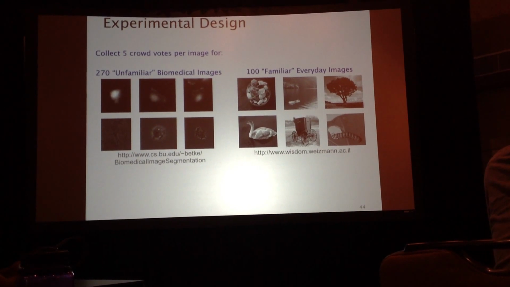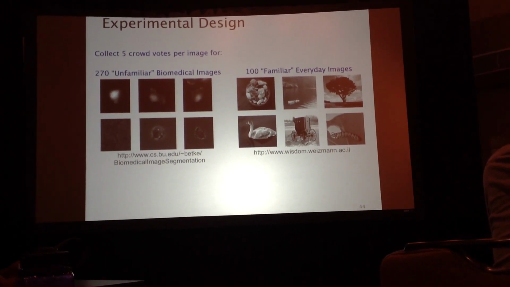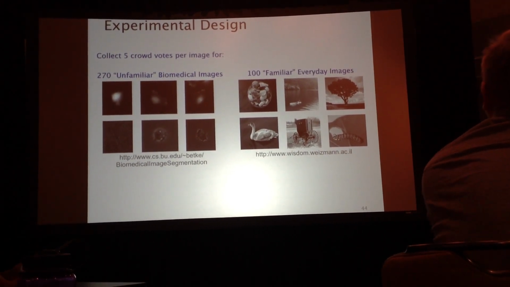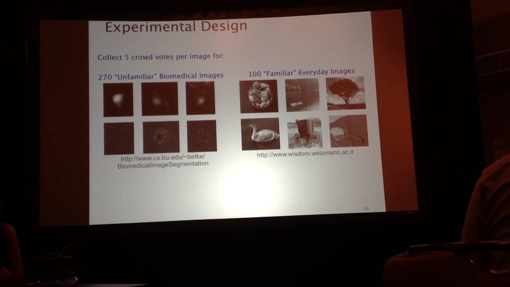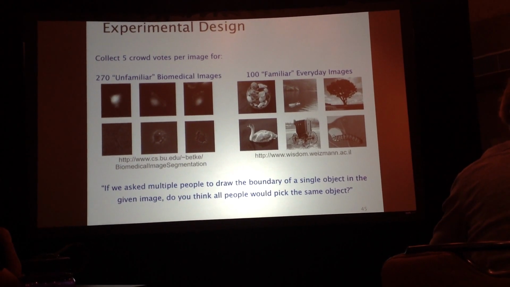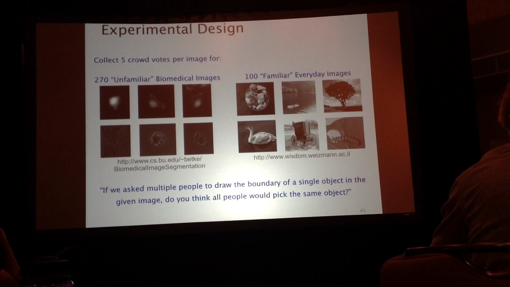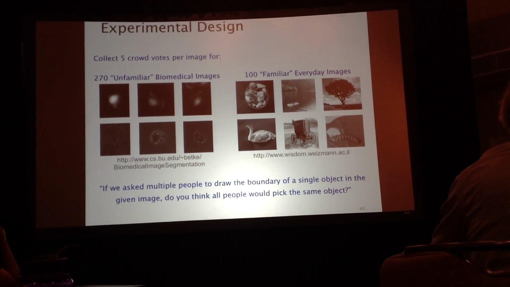So we were interested in seeing what happens when we ask the crowd to answer this question. Again, we collected 5 crowd votes per image on our biomedical images, our unfamiliar images, and on familiar everyday images, and we instructed the crowd workers to answer the following. If we asked multiple people to draw the boundary of a single object in a given image, do you think all people would pick the same object?